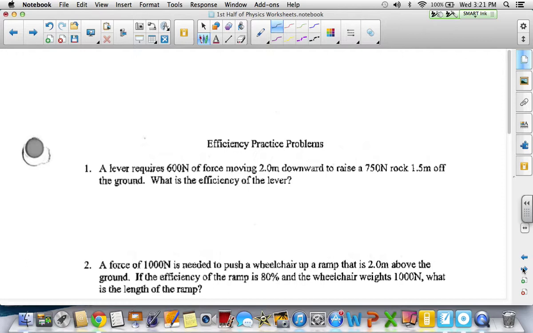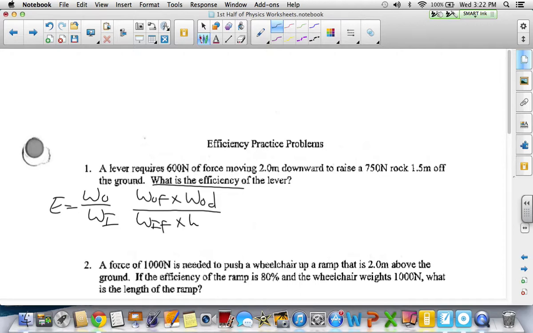A lever requires 600 newtons of force moving 2 meters downward to raise a 700 Newton rock 1.5 meters off the ground. What's the efficiency of the lever? So again, we're looking for the efficiency. Efficiency is going to be the work output divided by the work input. So remember, what we're going to need is the work output force times the work output distance divided by the work input force times the work input distance. I know you might be thinking this is going to get really confusing, but if we draw the picture, you're going to find that it's really not that bad.